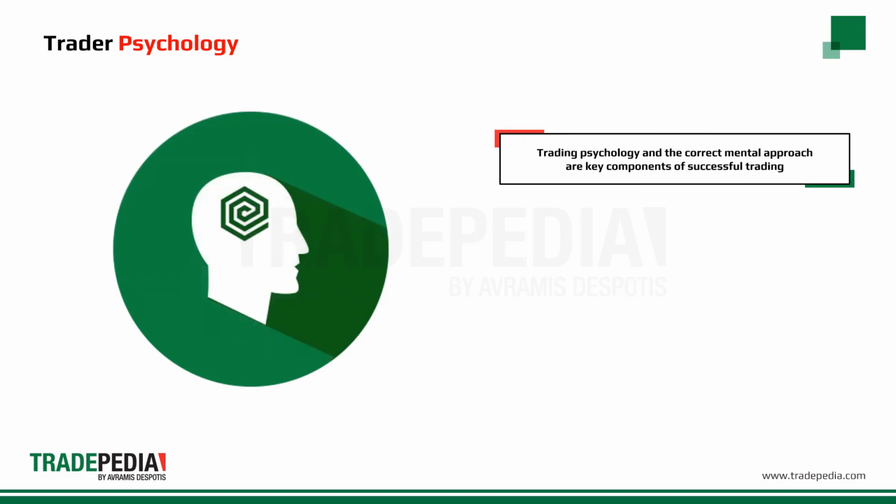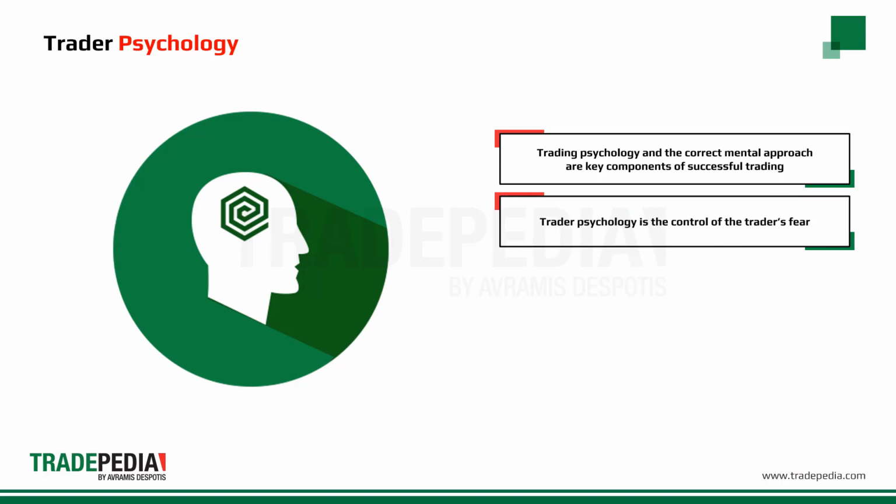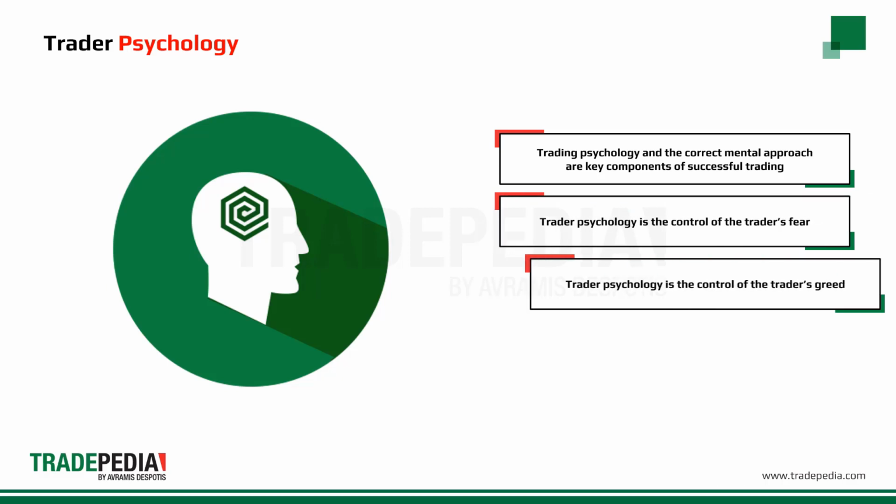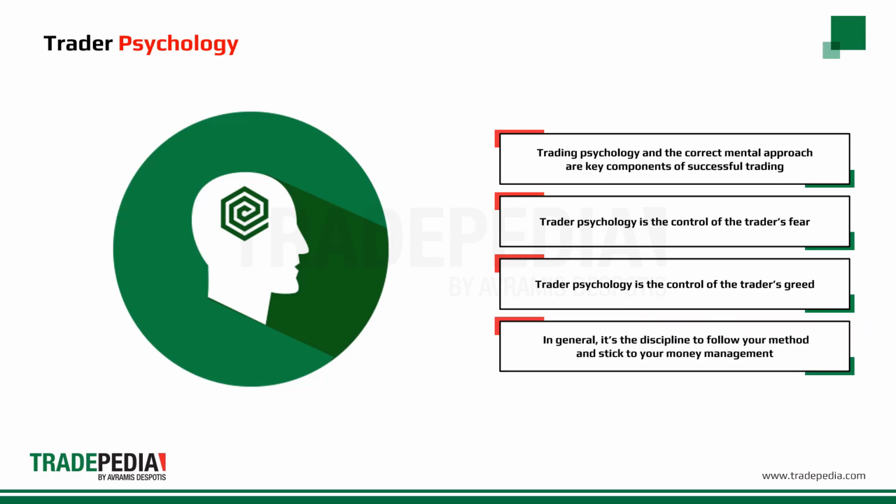Trading psychology and the correct mental approach are key components of successful trading. Trader psychology is the control of the trader's fear. Trader psychology is the control of the trader's greed. In general, it's the discipline to follow your method and stick to your money management. Without discipline, all the best-laid plans can quickly become meaningless. It all starts with the human mind.